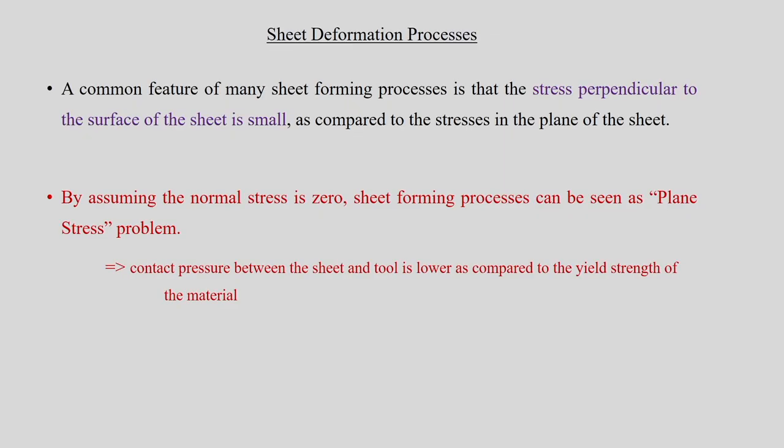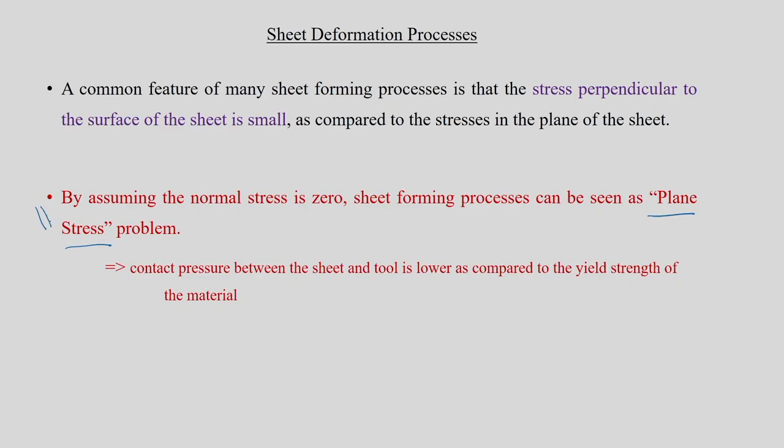The first one, in sheet deformation process, any process you pick up, we are going to say that it's a plane stress process. Okay, so when you say plane stress problem or plane stress process here, it means that the stress perpendicular to the surface of the sheet is small. You have a sheet of 2 mm thickness, let us say. So along the thickness, or perpendicular to the sheet surface, the stress is going to be very small as compared to the stresses in the plane of the sheet. We are going to assume this, and we will follow this assumption throughout this subject, unless otherwise specified.